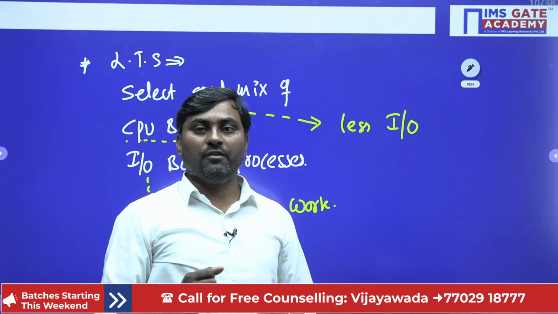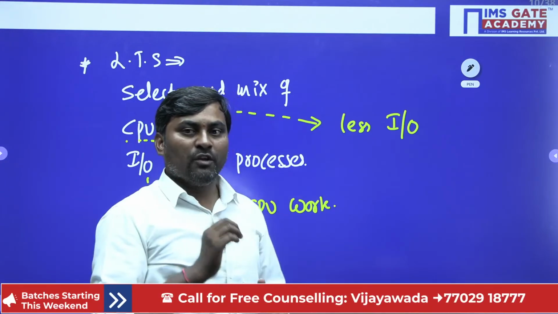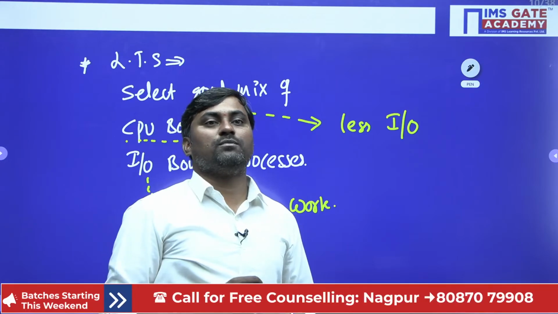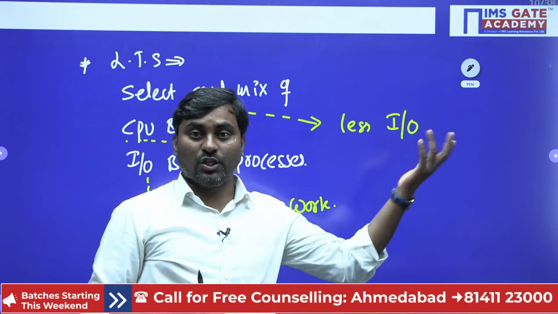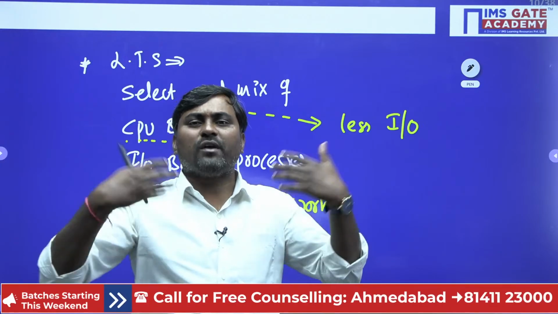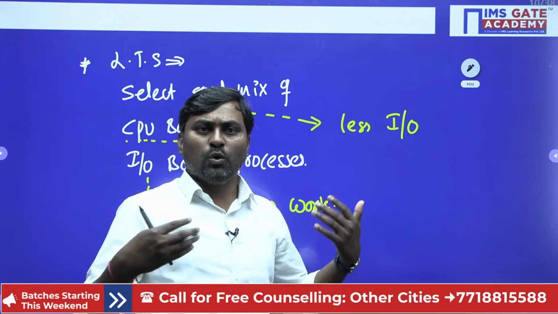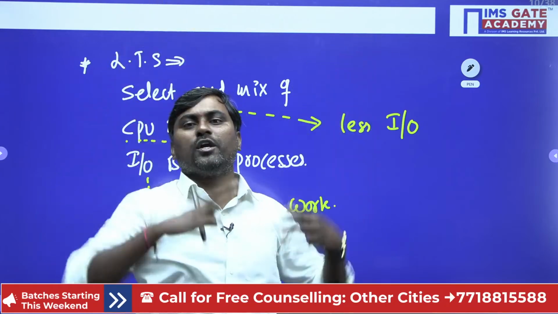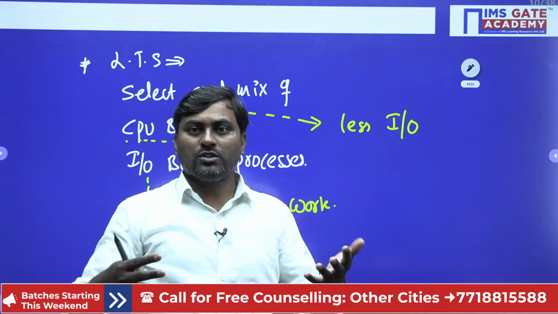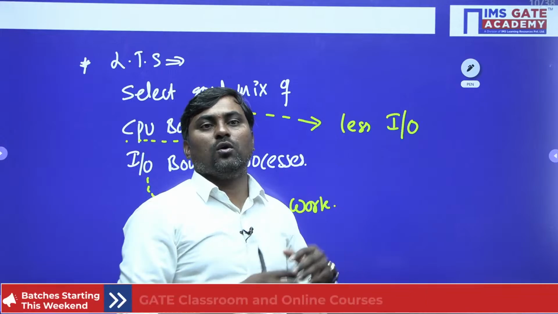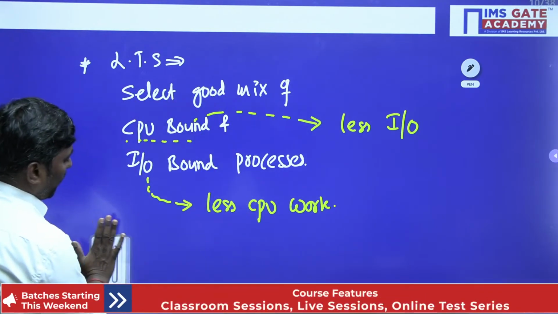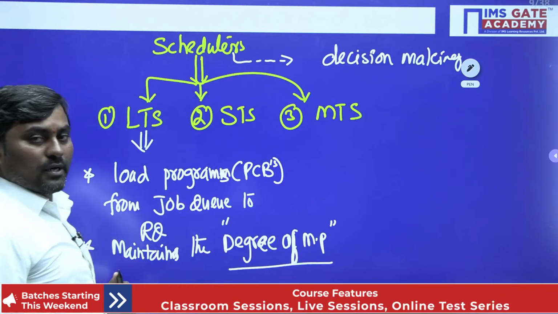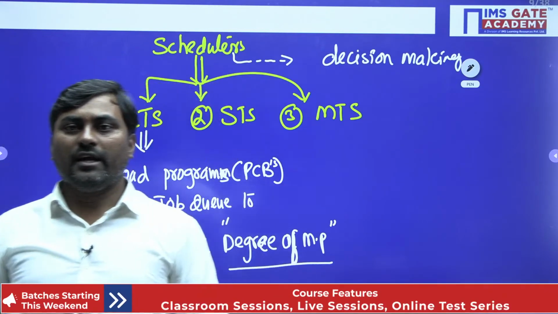That is the reason the invocation of the long term scheduler will be less than the other schedulers, because the other schedulers are invoked frequently. It is invoked only whenever a new job is to be loaded into main memory. Whenever a new process is to be loaded into main memory, that moment only the long term scheduler is invoked. I hope you understand the important points about the long term scheduler. Everybody is clear? Please respond.